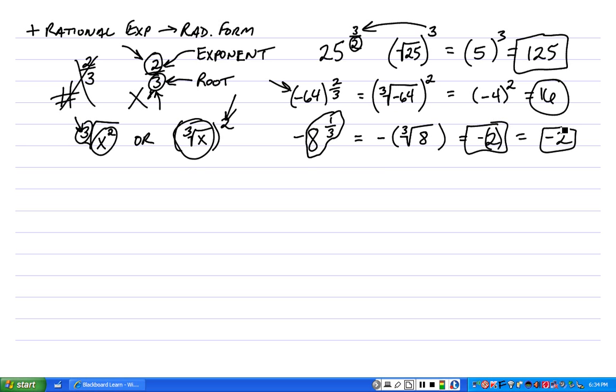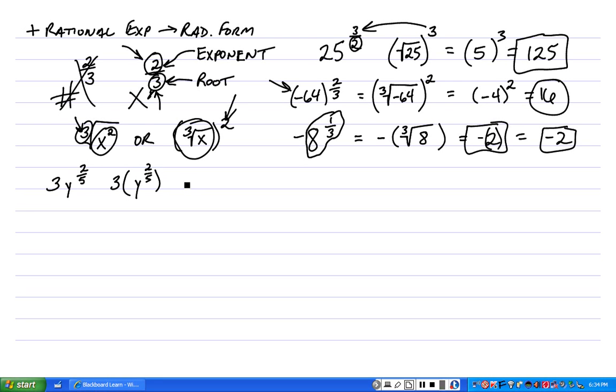Let's say we have 3y to the 2/5. Now this 2/5 is only next to the y, so it doesn't concern the 3. So this 3 is just going to be multiplied by whatever y to the 2/5 is.